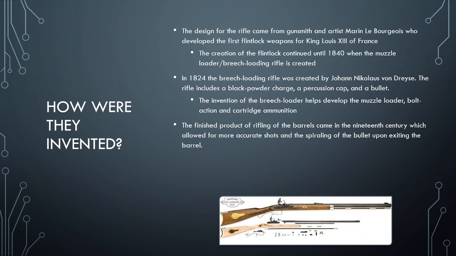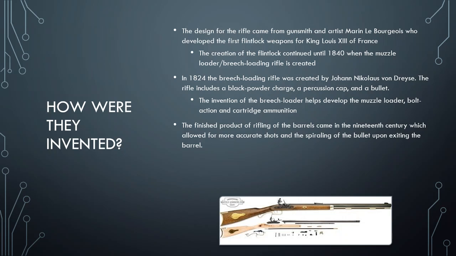How they were invented. The design for the rifle came from the gunsmith and artist Marin Le Bourgeois, who developed the first flintlock weapon for King Louis XIII of France. The creation of the flintlock continued until 1840, when the muzzle loader/breech loader rifle was created. In 1824, the breech loading rifle was created by Johann Nicolai von Drais.